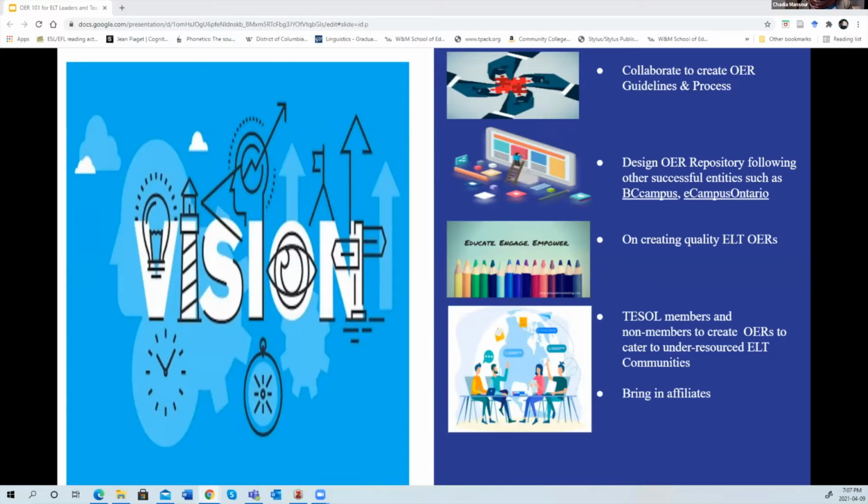We need their help in designing this OER repository following other successful entities, such as BCcampus in Canada and eCampusOntario. Canada is, as you can see, leading in this open education movement, and we are looking at their goals and structure, how they link to members' needs, the processes they use, the tools available to measure quality and effectiveness, and the ways that skill acquisition is documented for credentials.